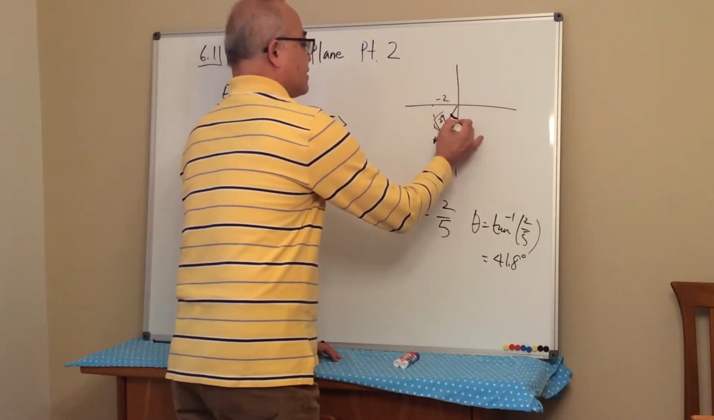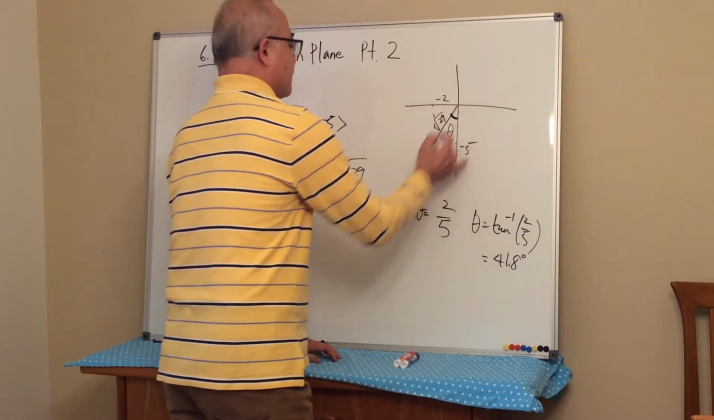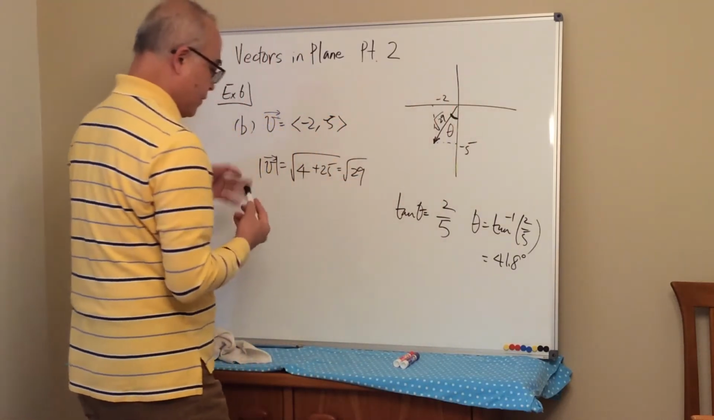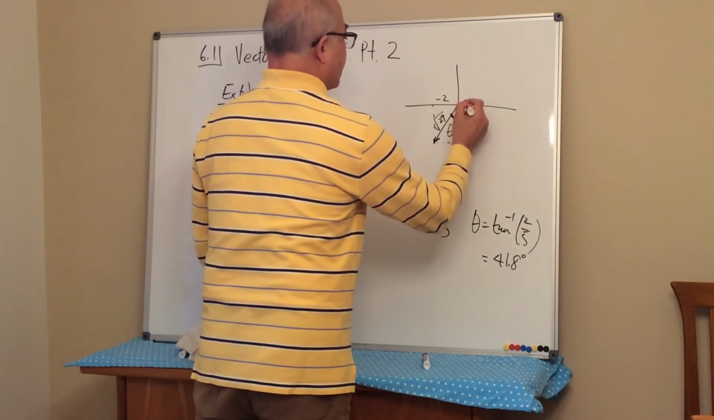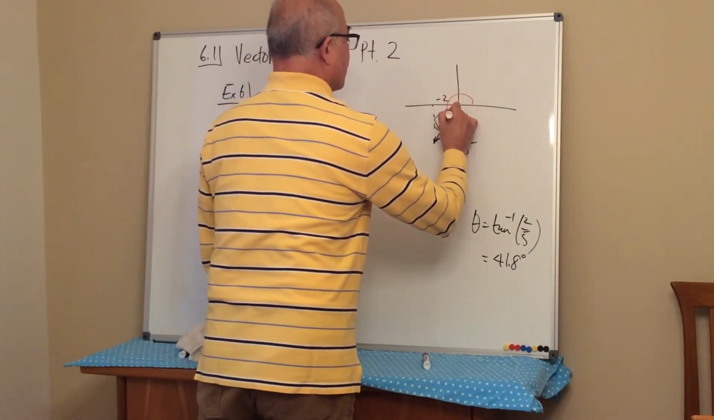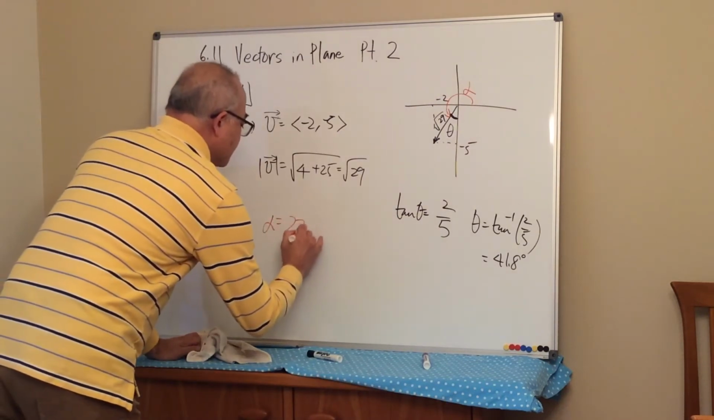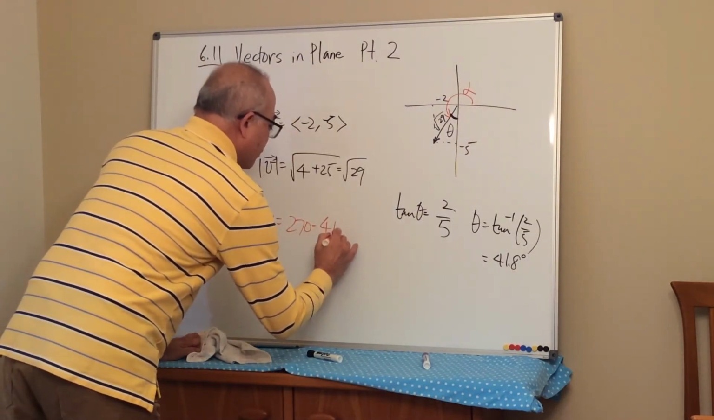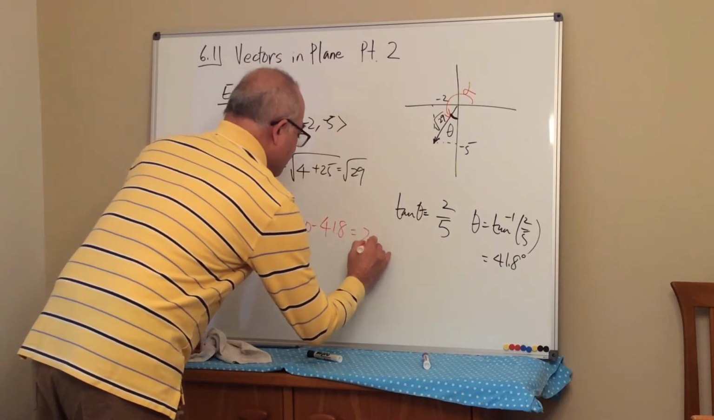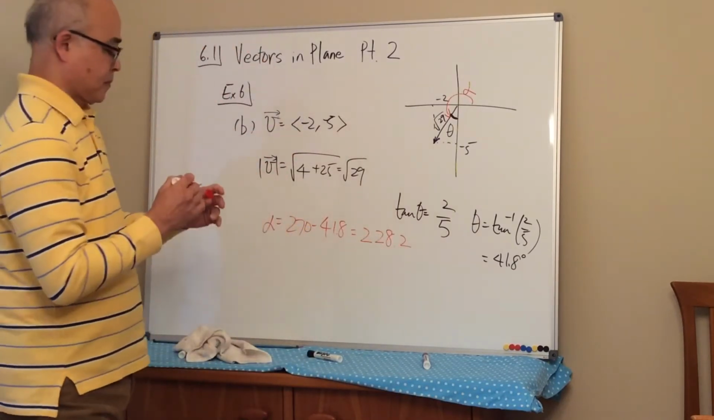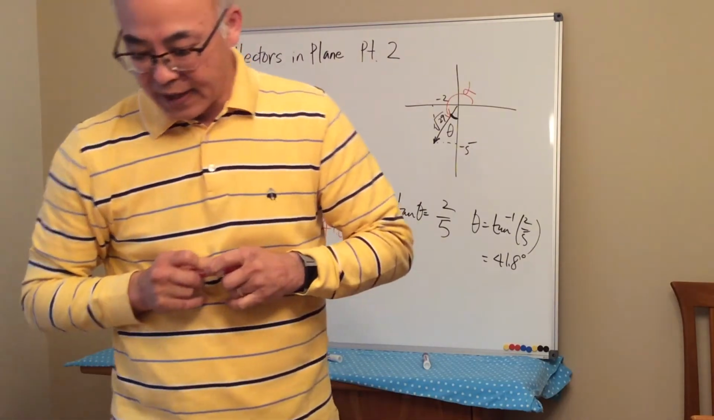So this is 270, and I have to subtract that out. So the angle that I'm really looking for is from here to here. We'll call that alpha. So angle alpha is 270 minus 41.8, which is 228.2. Okay, so that's how I would find that.